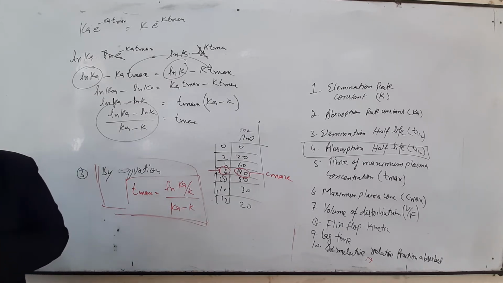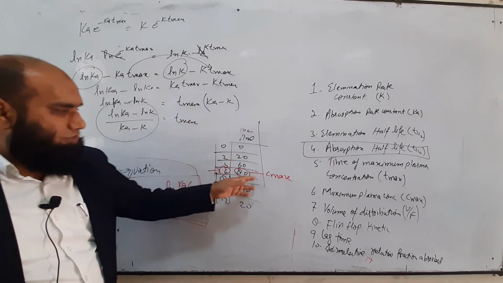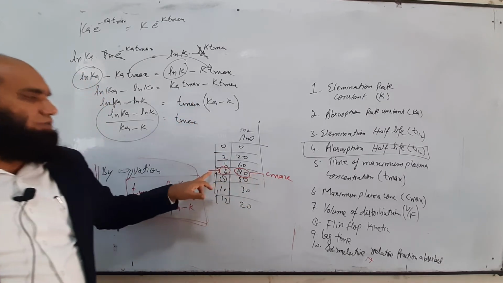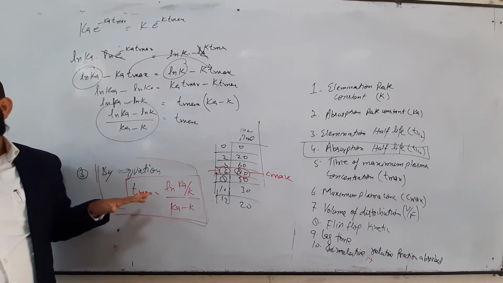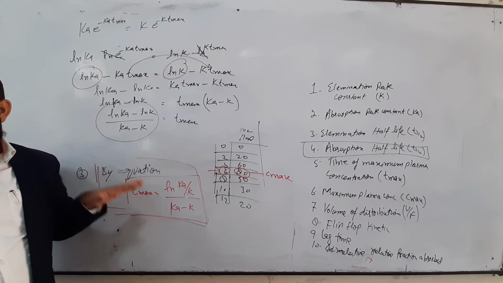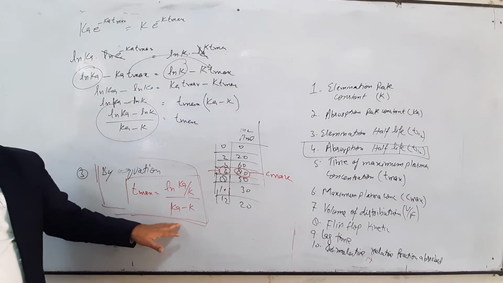So we can calculate Tmax in three different ways. One is by using the graphical presentation. We construct a semi-log graph, and the time at which the maximum concentration is present will be called the Tmax. Another method is to calculate Tmax by using the table. We see in the table where the maximum concentration is present, and that time will be called the Tmax. The third is to calculate Tmax by using the equation. The equation is very simple: Tmax is equal to ln Ka over K divided by Ka minus K.